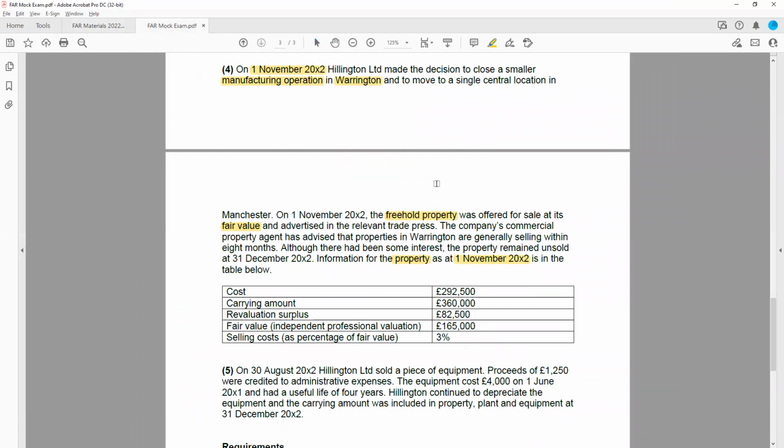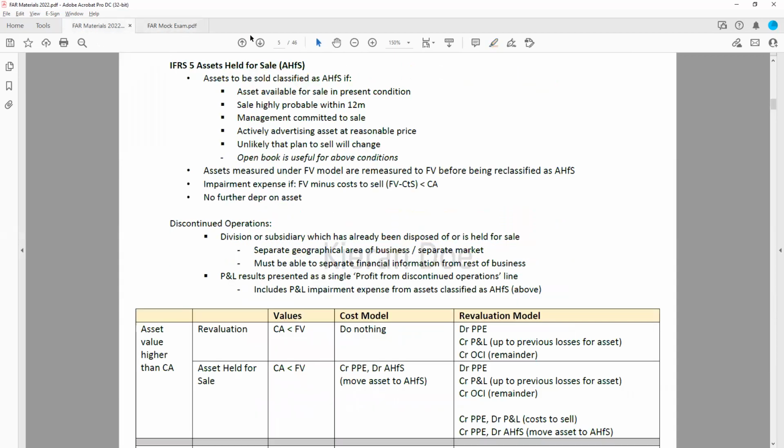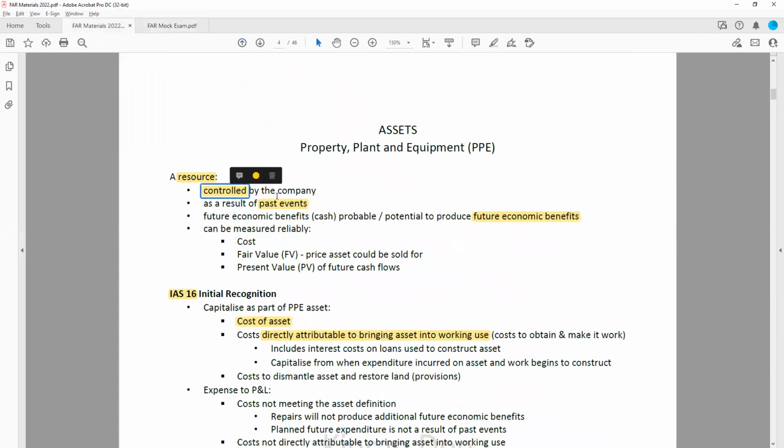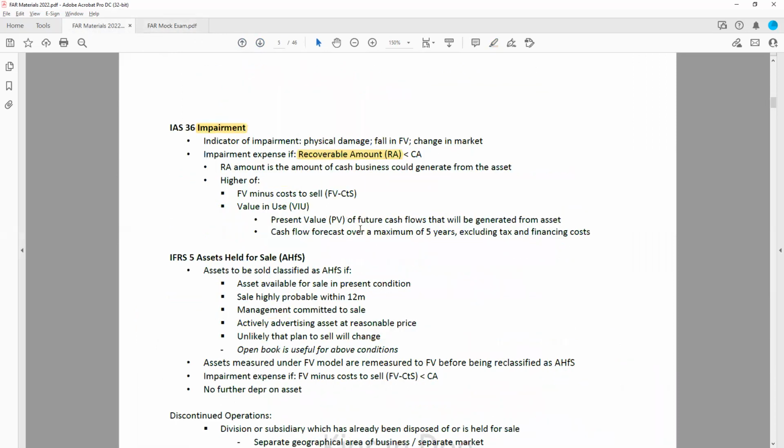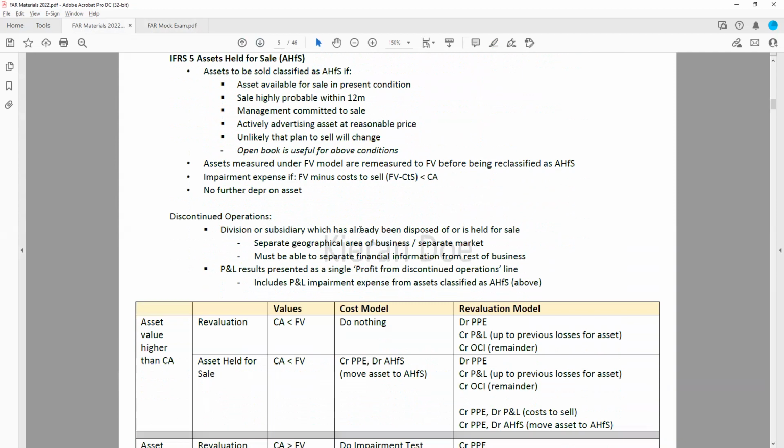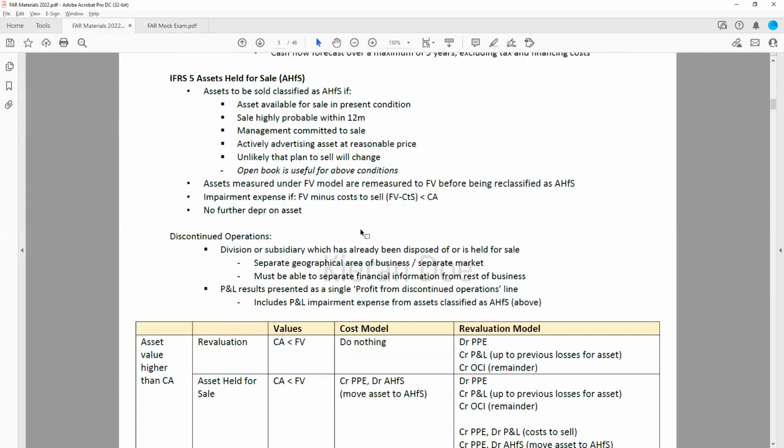So we can see here that they're going to sell the asset. So it's been offered for sale at its fair value and it's been advertised. But what we are told is that it's unsold at the year end. So they haven't sold the asset. They still control the asset. They still meet the definition of an asset. It's still controlled, past events. They're still going to get future economic benefits from it because they're going to sell it. It's an asset which is now what we call held for sale.